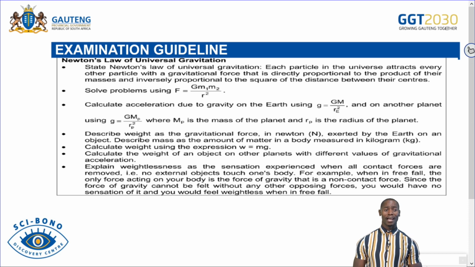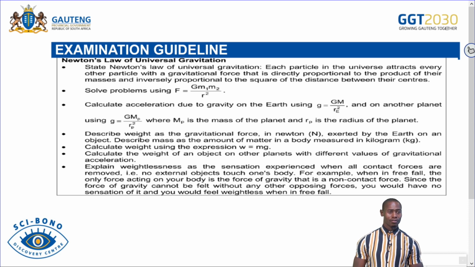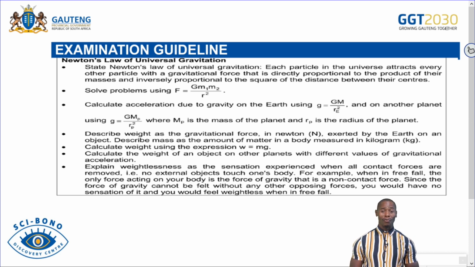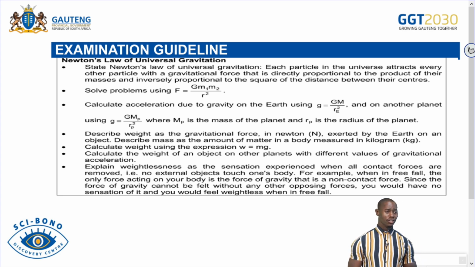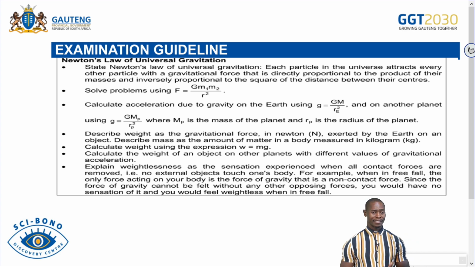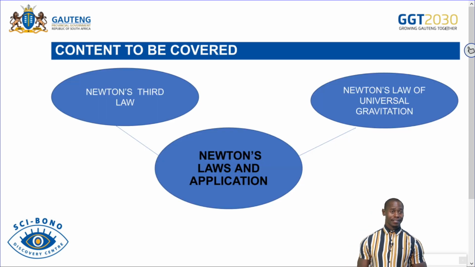And also describe weight as a gravitational force exerted by the Earth on an object. Describe mass as the amount of matter in a body measured in kilograms. So we need to know the difference between mass and weight. Also calculate weight using the equation weight equals mg. Explain the meaning of weightlessness, right? So this is what we need to cover under Newton's law of universal gravitation.